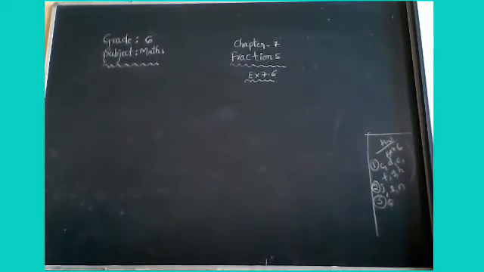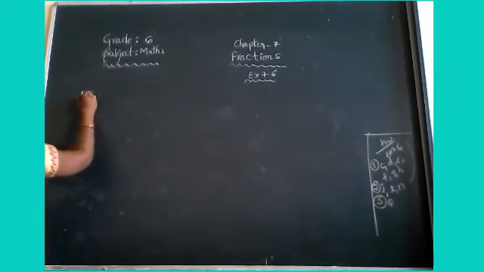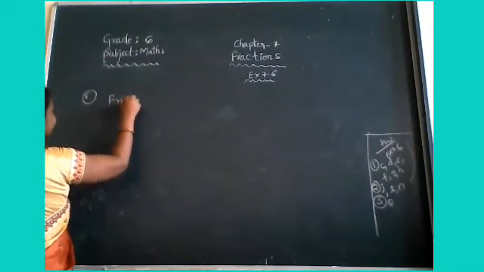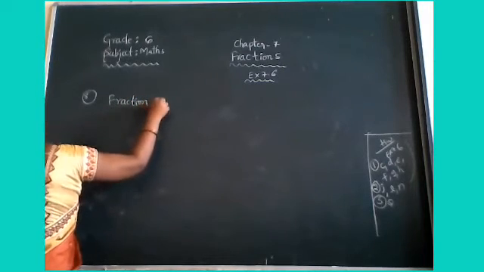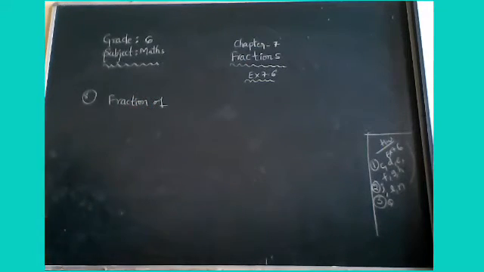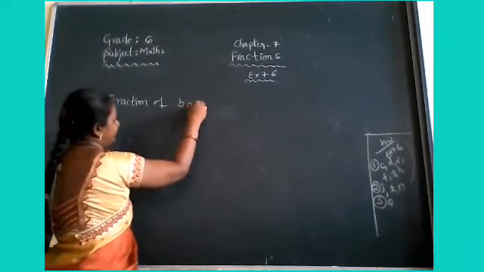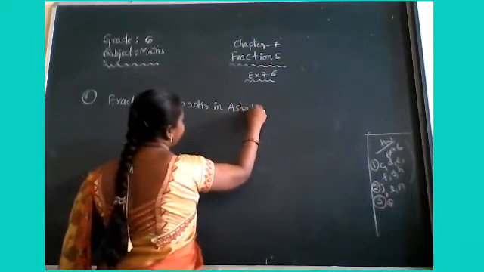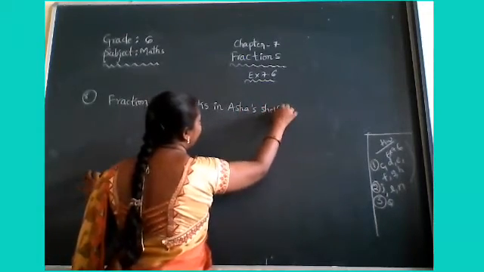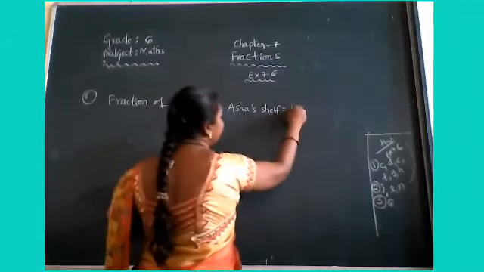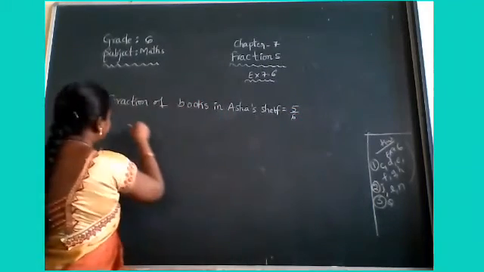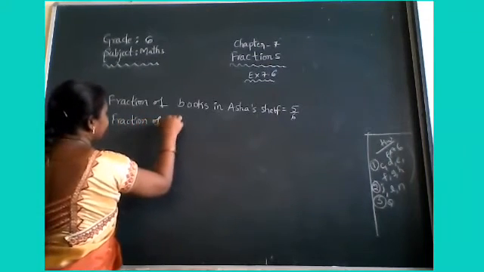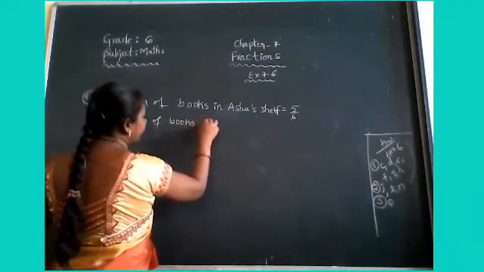First, what is the fraction of books in Asha's shelf? 5 by 6 part full. Next write the fraction of books in whose shelf?